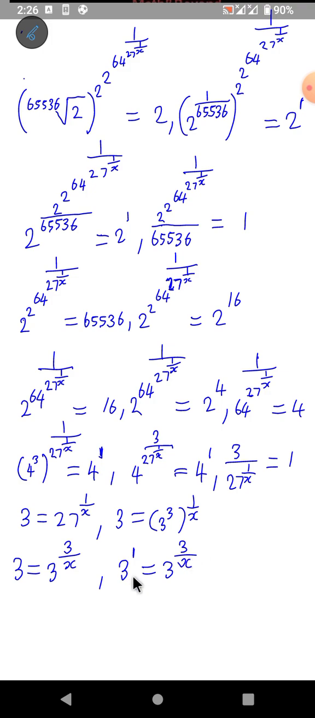Then now the bases are equal, right? So we equate the power. So we say 1 equal to 3 all over x. Then from here now I'm going to cross multiply. That is 1 times x. So 1 times x will give me what? X. So we say x is equal to 3. So this is our final solution to this equation.